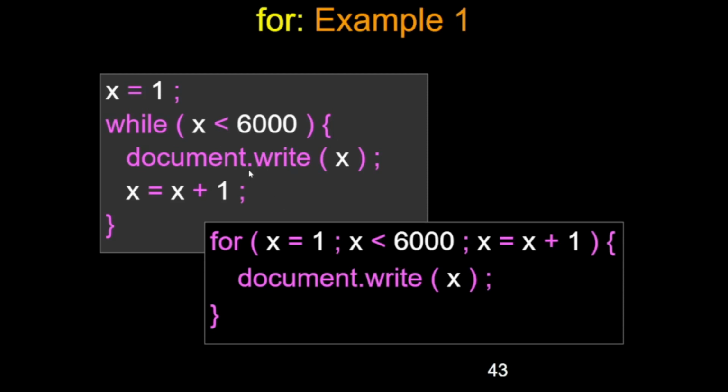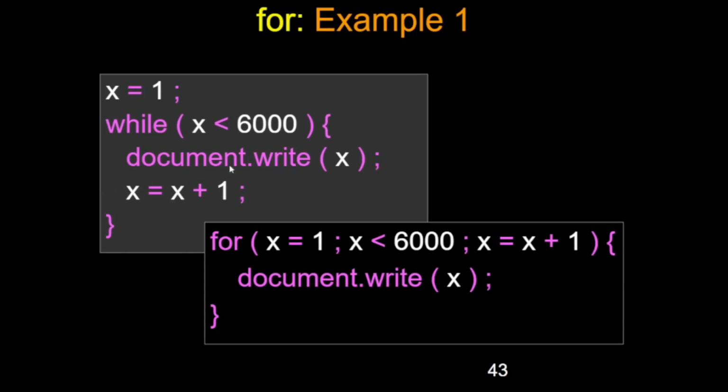Okay, so how can we do this in a for loop? In a for loop we have three parts, as in the while loop also. The first is the initialization expression, here x equals 1. Second is the test condition, x is less than 6000. Third is the update expression, that is, update the value of the counter variable. Here the counter variable is x, so increment this value by 1. So here are the three parts in the while loop.